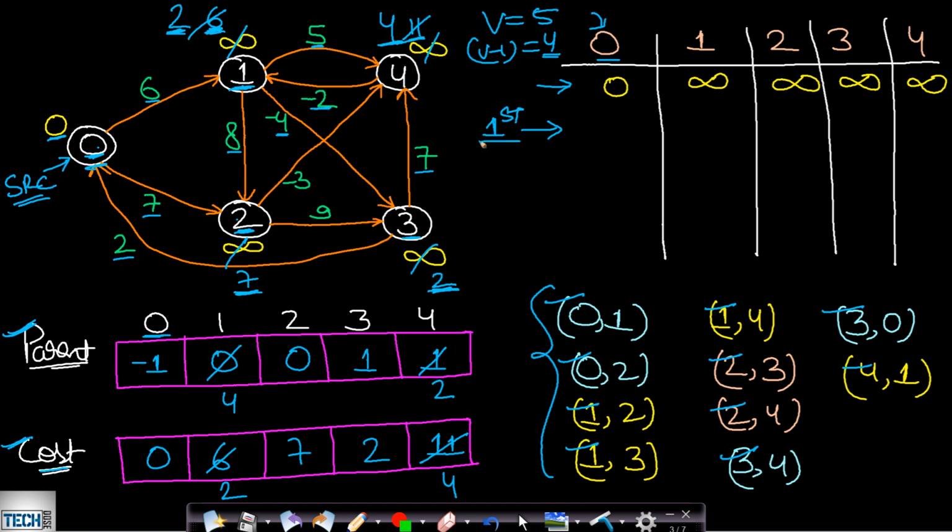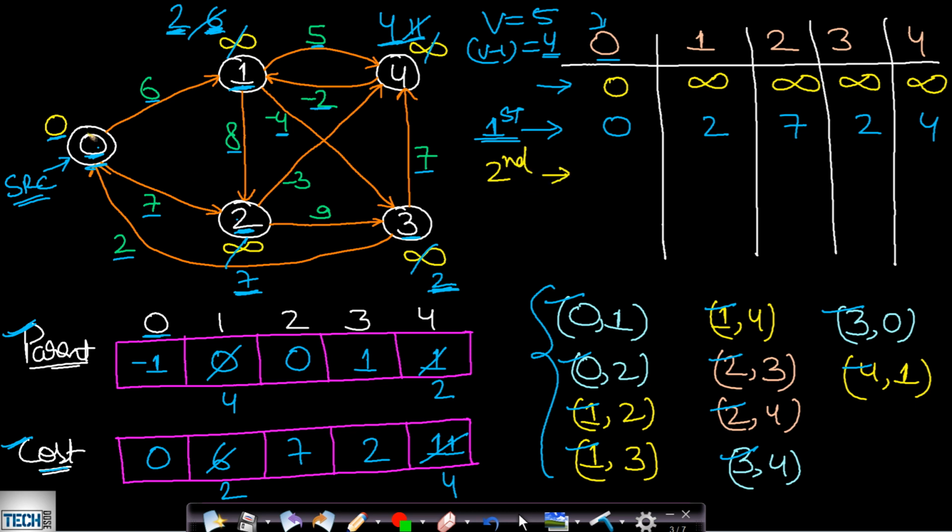Now we have performed one time relaxation of all the edges. So now we will again write the values. So the values will be written like this. This will be 0 for node 0, and for node 1 the cost is 2. For node 2 the cost is 7. For node 3 the cost is 2. And for node 4 the cost is 4. Okay. Now we will do the second time relaxation.